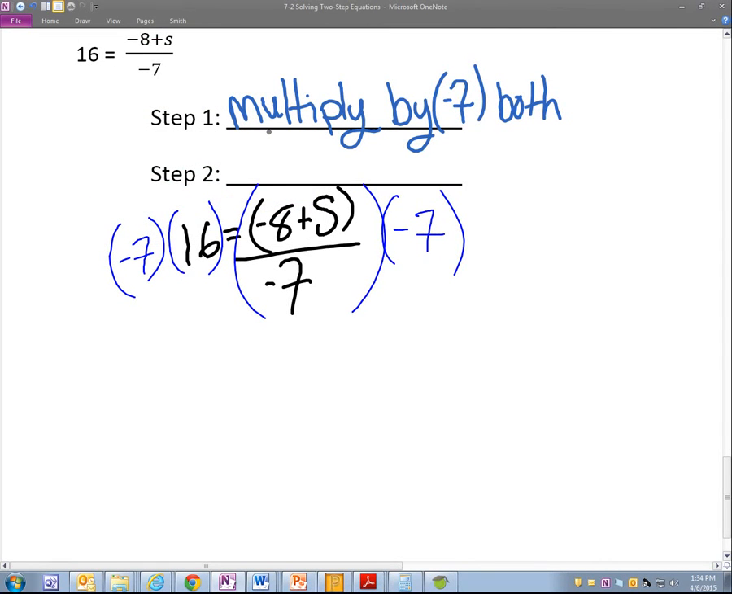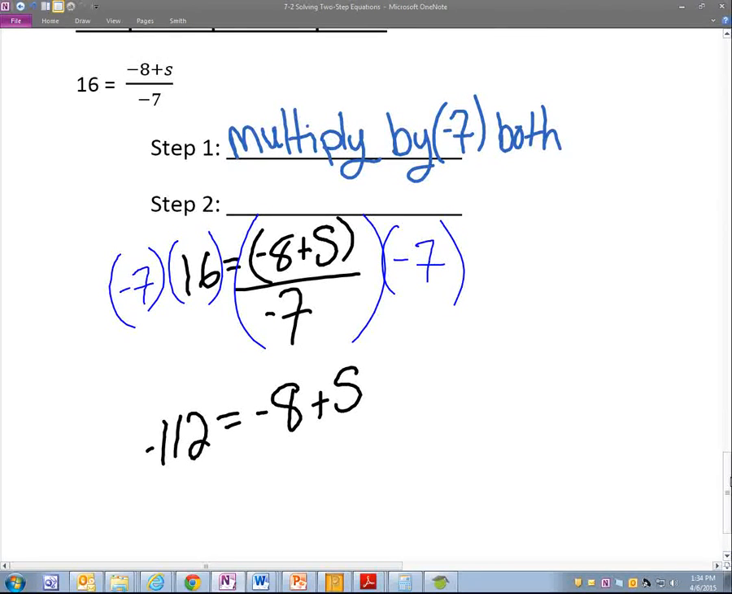So now I have 7 times 6 plus 7 times 1, or 10. 119, 112 actually, opposite 112. Now we have x plus, or 5 plus, what? Negative 8 plus s.